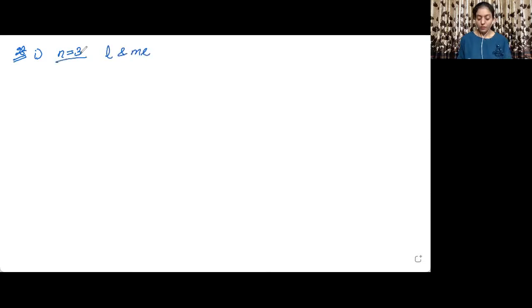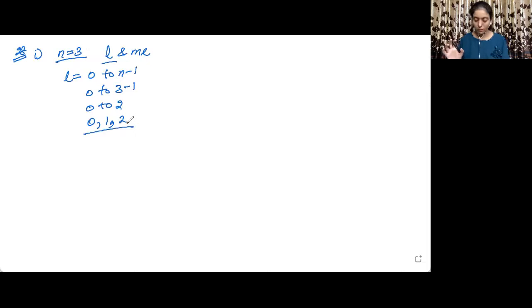To find the value of L, L is equal to 0 to n minus 1. So this means 0 to 3 minus 1, which is 0 to 2: 0, 1, 2. These are the three possible values of L. Now for ML, we need to take these three values and write the different values of ML which are possible. ML is equal to minus L to plus L, including 0.